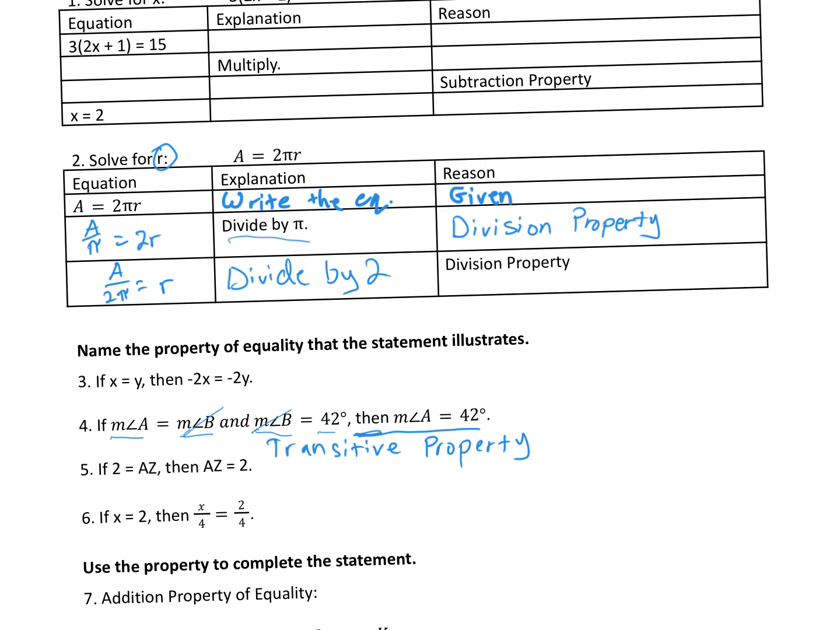Number 6, if you look at number 6, x equals 2, okay? And then I noticed that on one side, it's being divided by 4, and on the other side, it is being divided by 4. And the property that divides both sides by the same number that allows us to do that is division property.